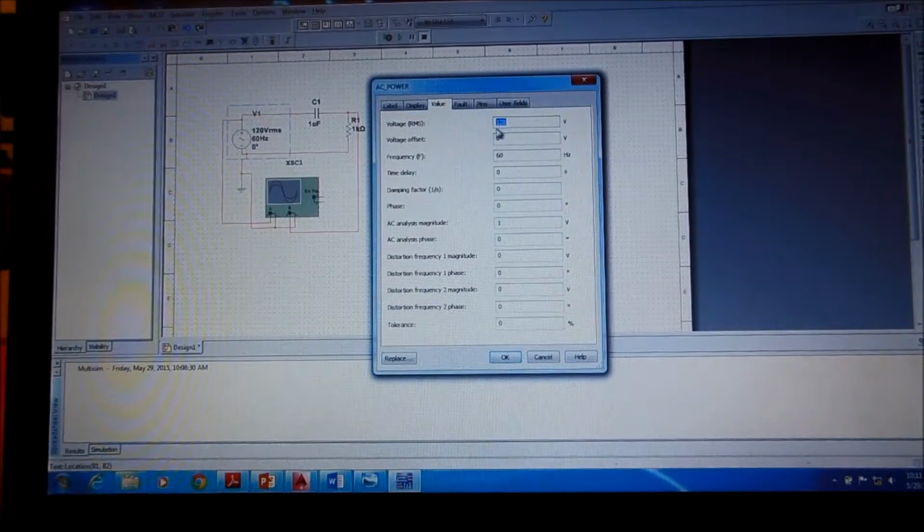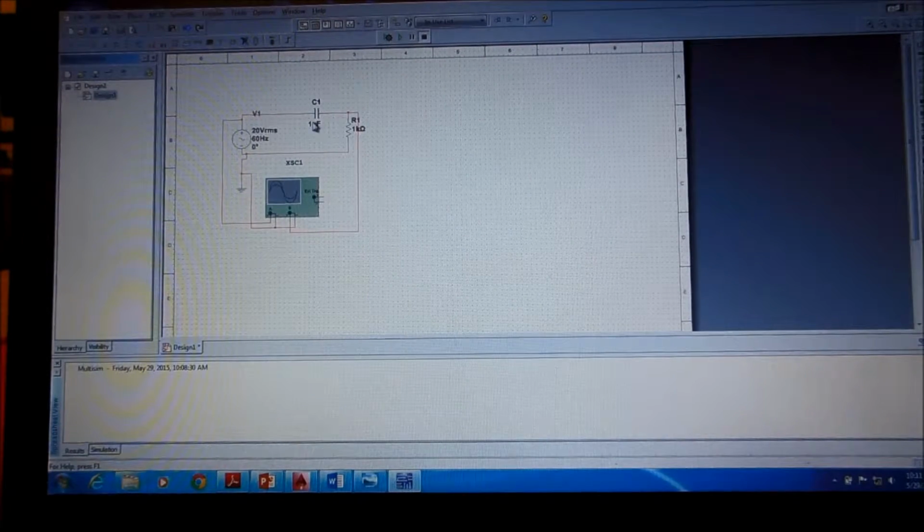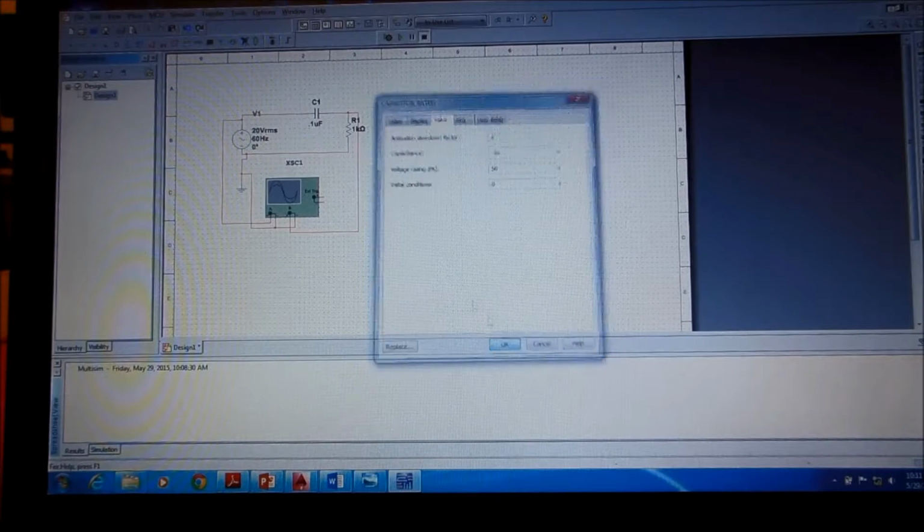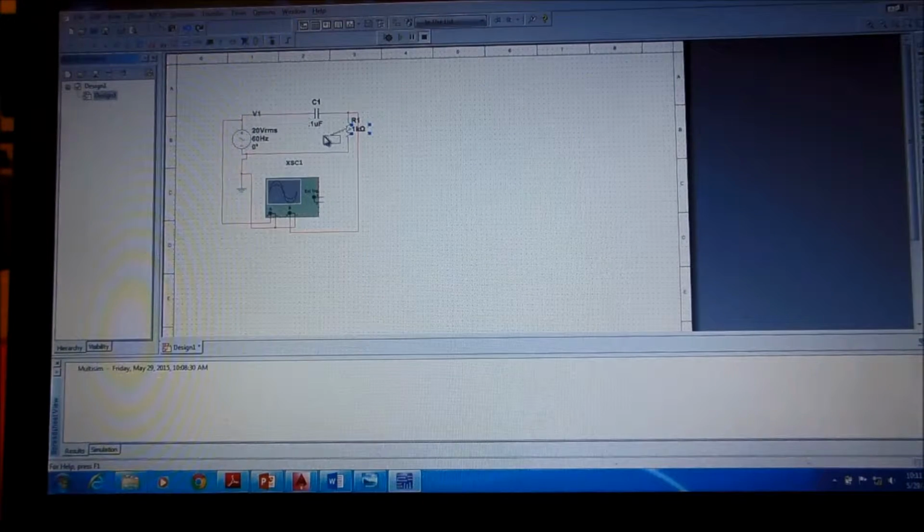Now for this, 120 volts is a little extreme, so we'll just knock it down to 20. And for this circuit, we'll change this one. We'll make it 0.1. And we'll set this resistor value so we can see it.